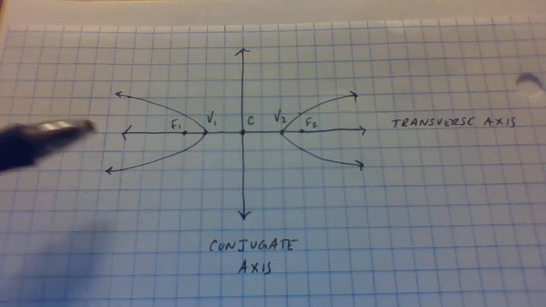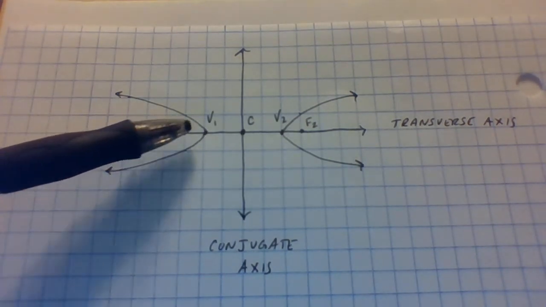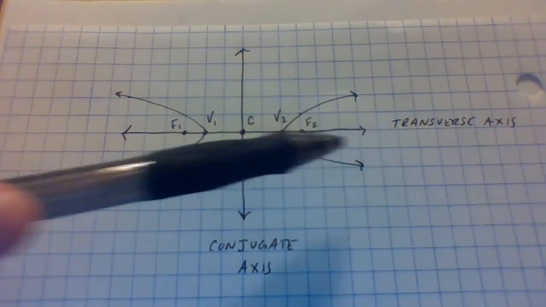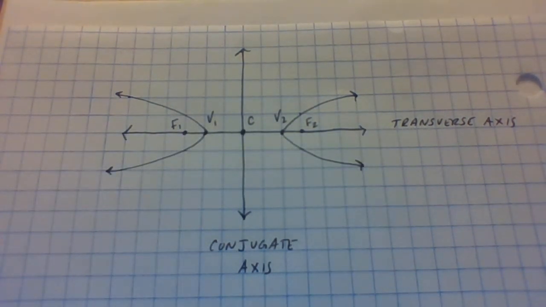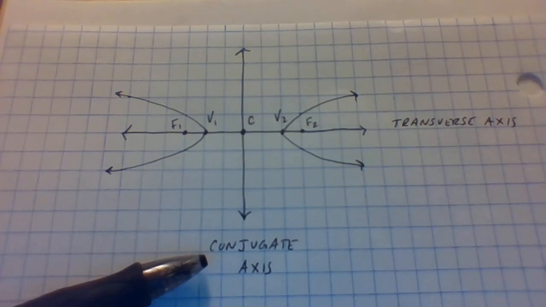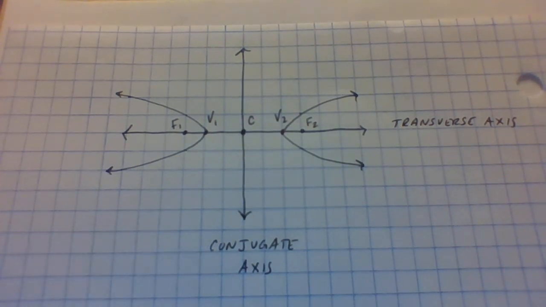In this case, the line that cuts through my foci, the vertices and the center, is known as the transverse axis, which in this case would be the x-axis, and the other axis is known as the conjugate axis, which for us would be the y-axis for right now. Let's take a look at the basic equations to set up our hyperbolas.